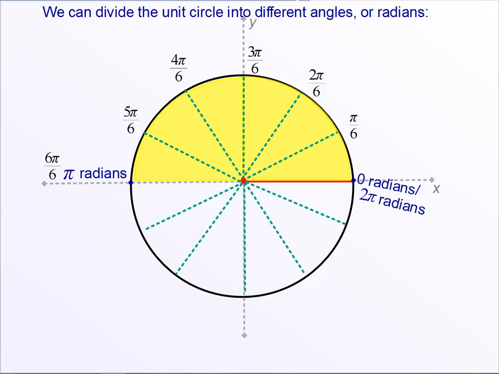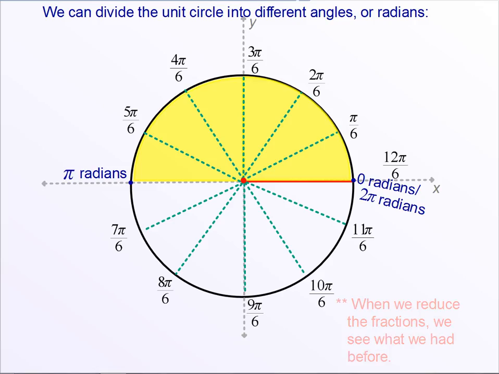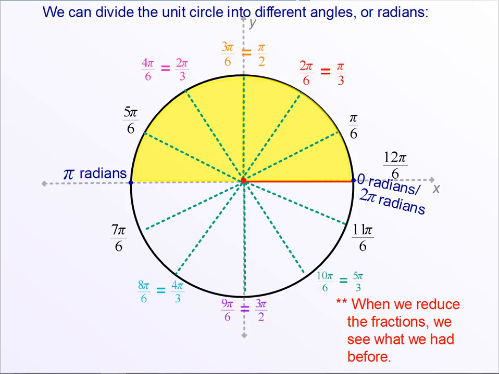I'm going to do that to the other side of the circle as well, and I'm going to continue where I left off. 7 pi over 6, 8 pi over 6, 9 pi over 6, 10 pi over 6, 11 pi over 6, and you get the picture. I of course want to reduce any and all fractions, and you can kind of see pieces and glimpses of measures that we've had before.